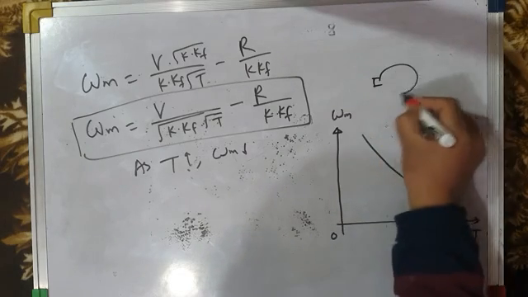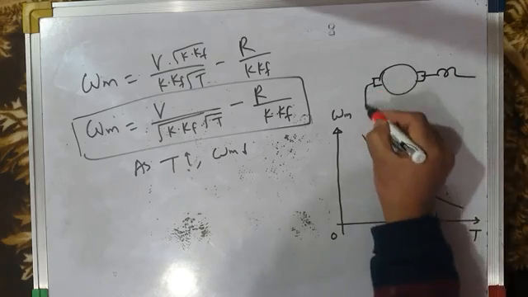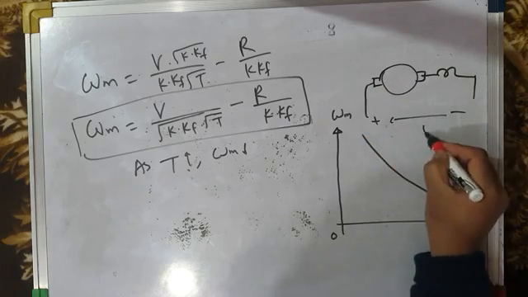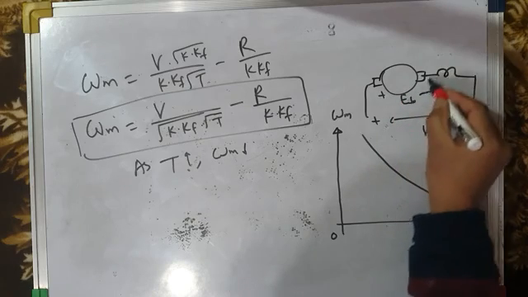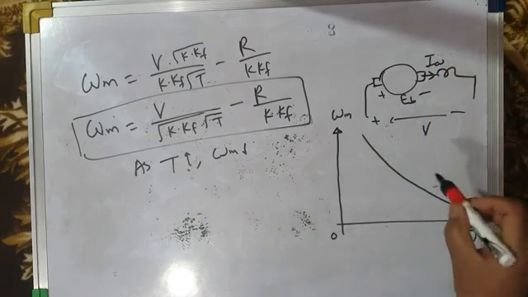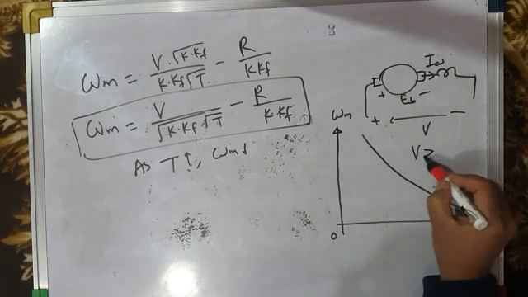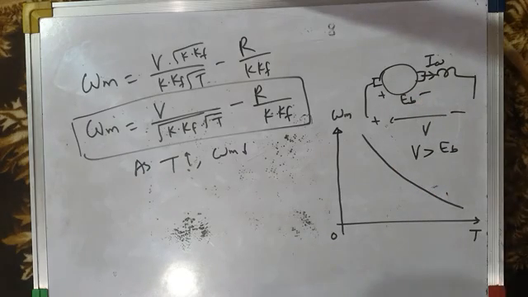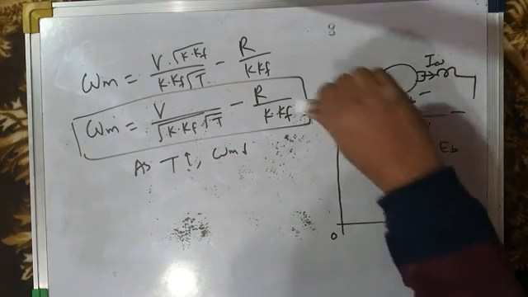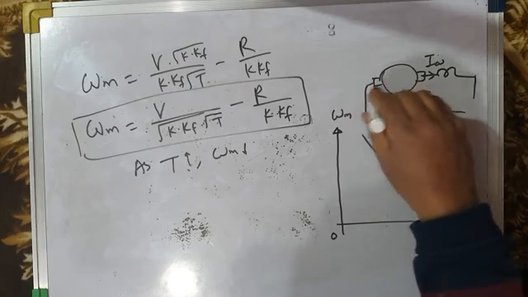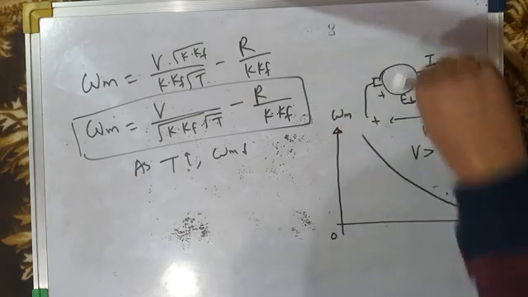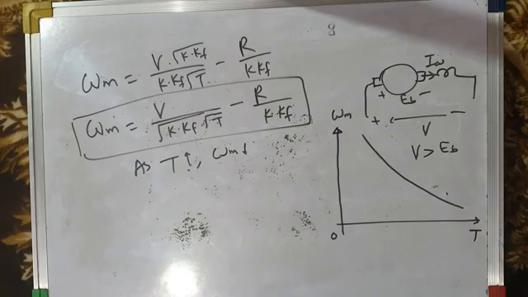For example, if this is our DC series motor, this is the applied voltage V, and this is the back EMF EB. In order to make current IA flow like this, V should always be greater than EB. The applied DC voltage should be greater than back EMF for the motoring operation. In that case, current is injected into the motor winding and flows in this direction. So V has to be greater than EB.